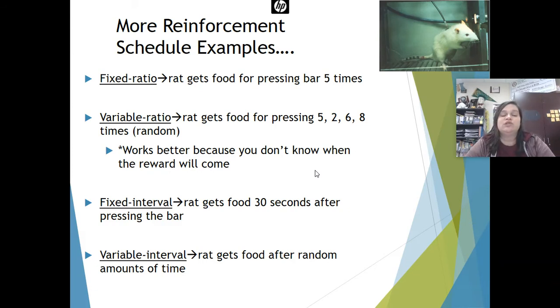In the fixed interval, the rat could press the lever and the food comes out 30 seconds later. Variable, and then he presses the lever, 30 seconds later. Like he knows how long he has to wait.